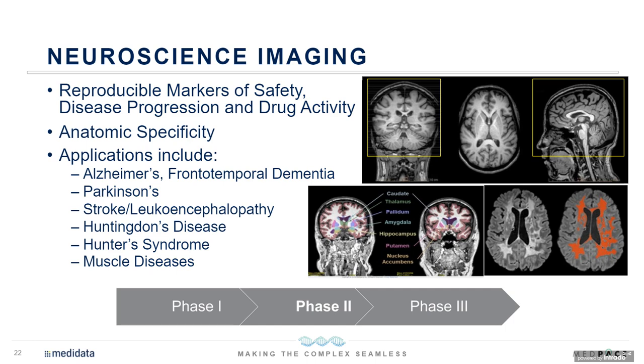The use of MRI in counting new or enhancing lesions in multiple sclerosis is well established. Imaging is also demonstrating utility in a range of neurodegenerative and neurodevelopmental indications, and we're seeing increased use also in muscle disease. Imaging has roles in all phases of development, but the greatest importance of reproducible quantitative imaging in neuroscience has been in phase 2 proof of concept studies.